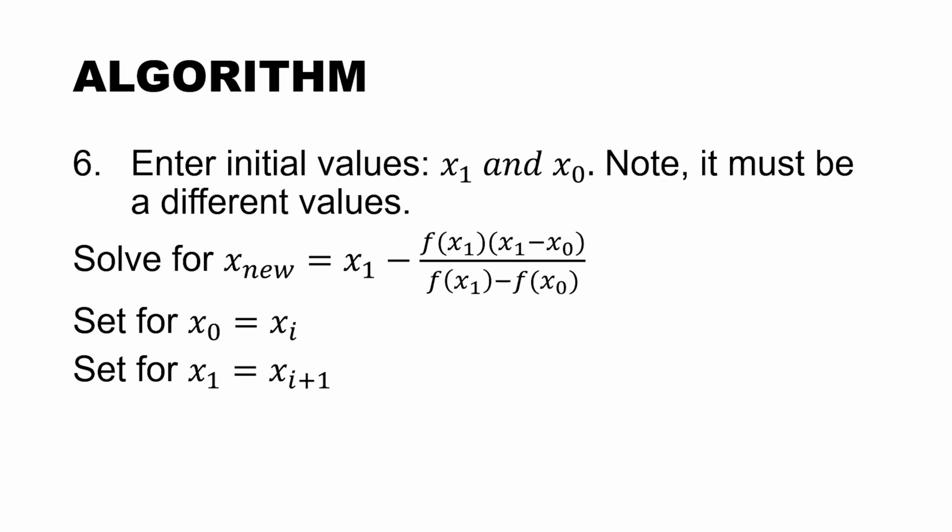After you enter the x sub 1 and x sub 0, the program will solve for the x new, given the formula: x new is equal to x sub 1 minus the function of x sub 1 times the difference between x sub 1 and x sub 0, all over the function of x sub 1 minus the function of x sub 0. Then we set the value of x sub 1 into x sub 0 in the program, and the x new becomes x sub 1.